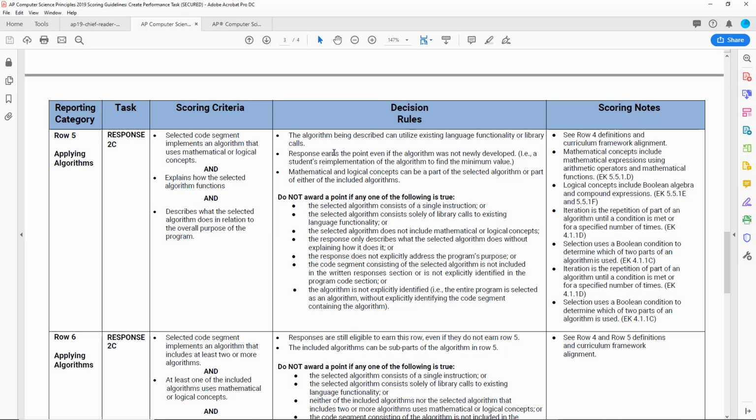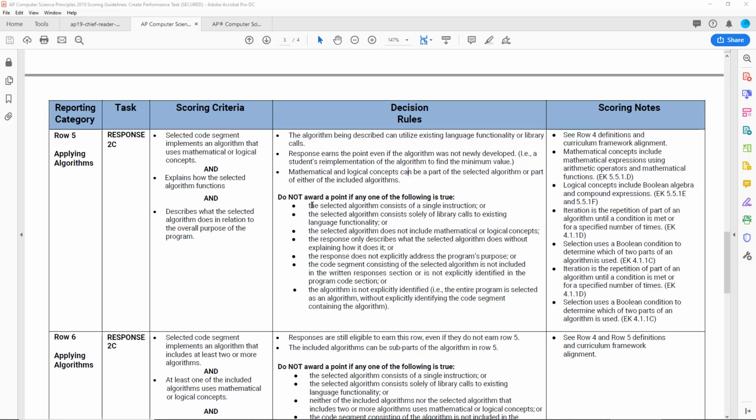All right, for the decision rules, you are allowed to utilize library calls or other language functionality. The response can also earn the point even if the algorithm was not a newly developed algorithm, for example, finding the minimum value. And the mathematical and logical concepts can be a part of the selected algorithm or part of either of the included algorithms. So that's the 2 or more sub-algorithms that make up your whole algorithm. It can be part of any of those.